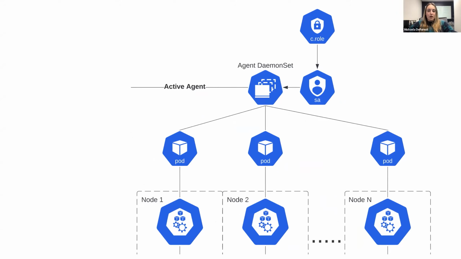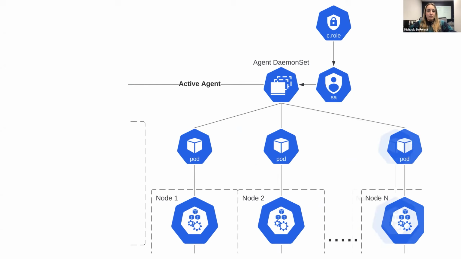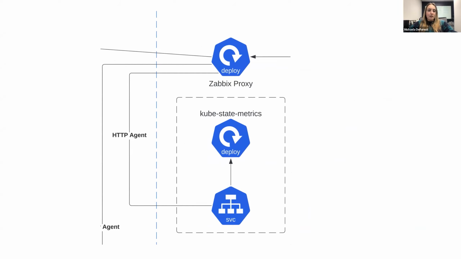Within the cluster you want to monitor, you'll need to install the Zabbix agent Helm chart. The chart includes a Zabbix agent on each node installed as a daemon set. It also includes a Zabbix proxy and optionally the kube state metrics deployment, which can be installed by the Zabbix Helm chart or separately. Kube state metrics is a service that generates metrics about the state of objects via the API server.